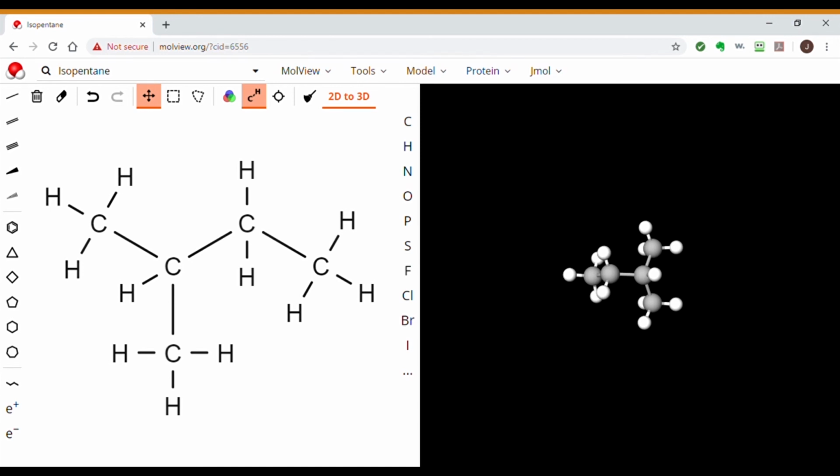The structure that we're seeing here also has the formula C5H12. But in this case, the atoms are connected in a different way. This compound is called isopentane. Notice that it has a branch off of the second carbon if you're looking at it from the left to the right. On the right side, you can see the three-dimensional shape of the molecule.